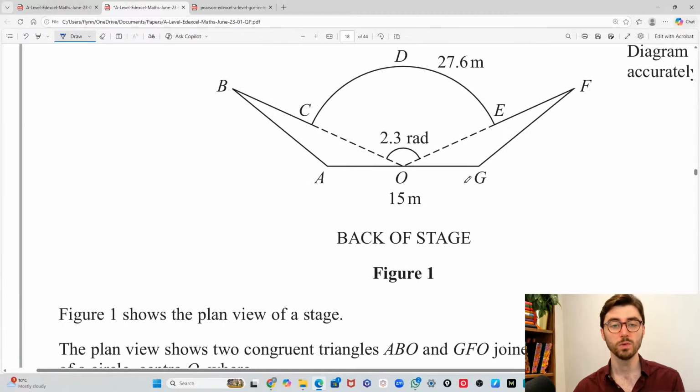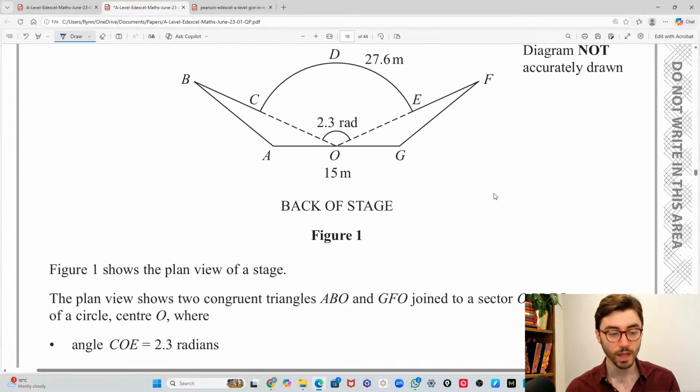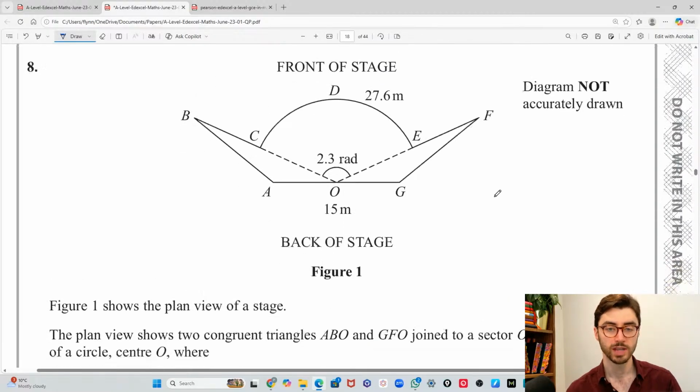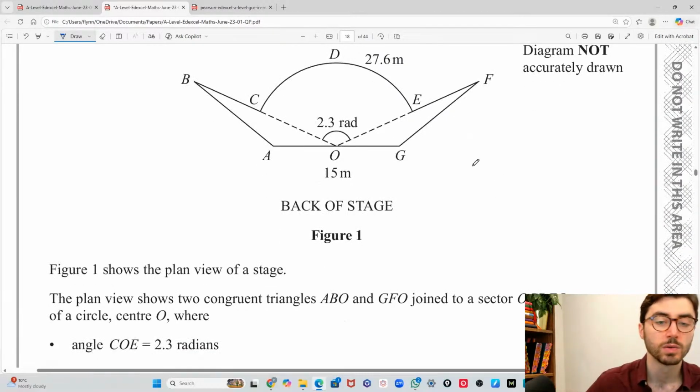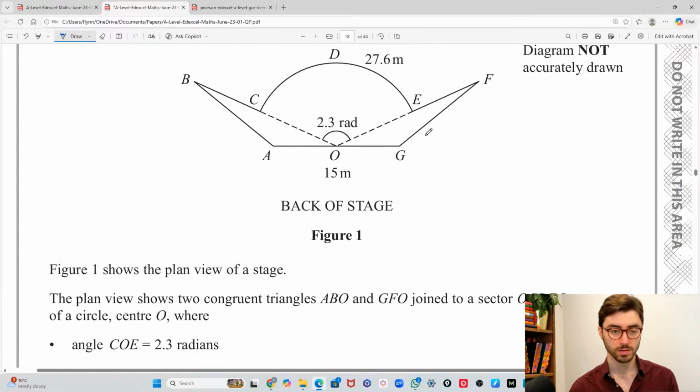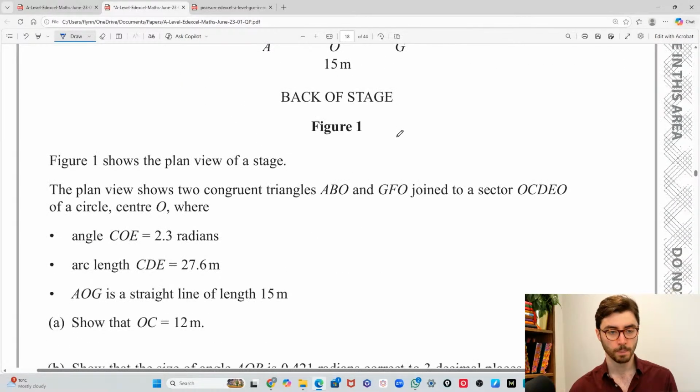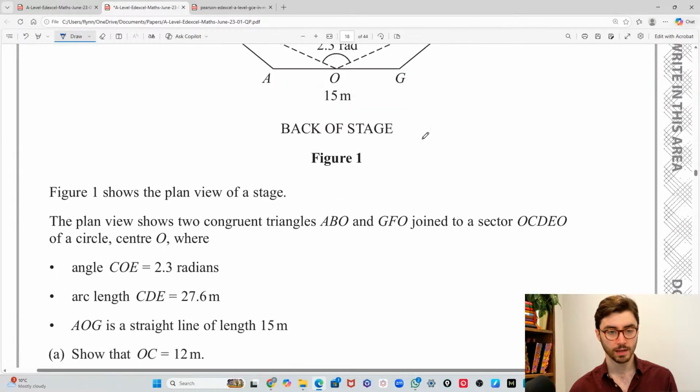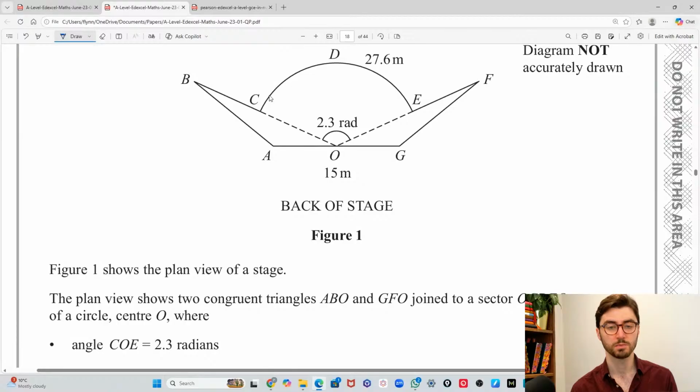So here, ooh, hello. Here we have, for question 8, this is clearly going to be like a radians, arc length, sector thing. So 2 congruent triangles joined to a sector that's 2.3 radians in the middle. We have an arc length. We have that as a length of 15, which means that's going to split it into 7.5, 7.5.